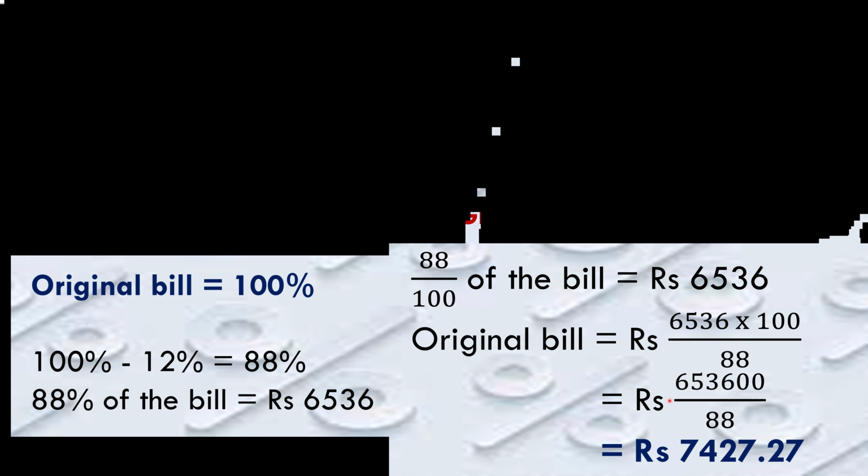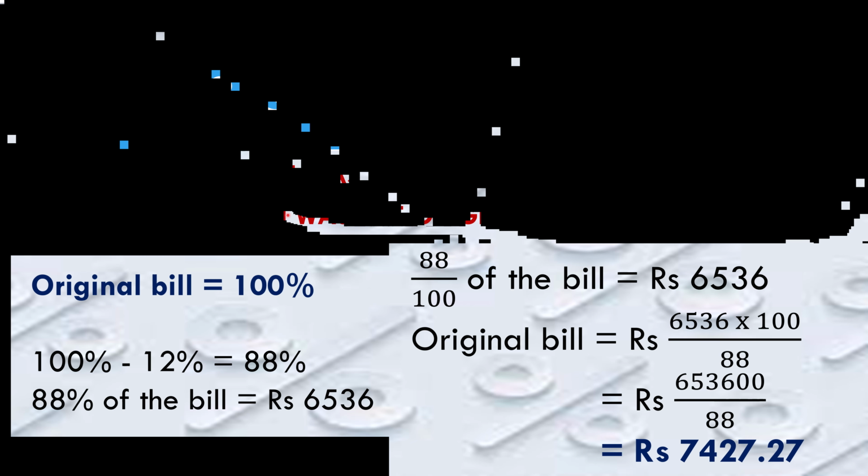6,536 into 100 is 653,600 and we will divide it by 88. We will do the working. The answer will be 7,427.27. It means the total bill was 7,427.27, from which 12% has been paid and 6,536 remains to be paid. For such kind of calculation, you must have a solid command on division.